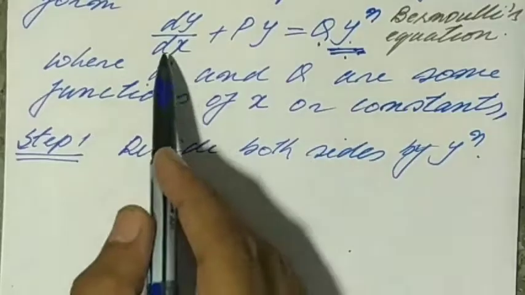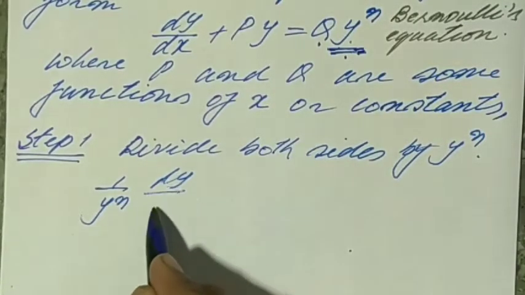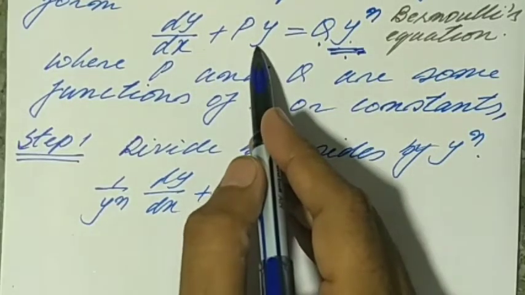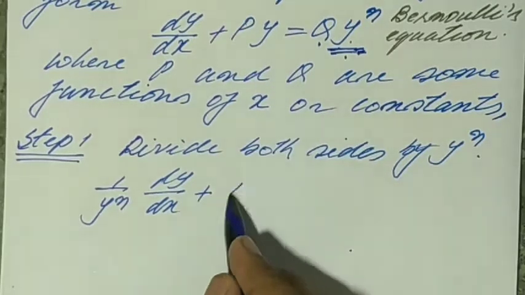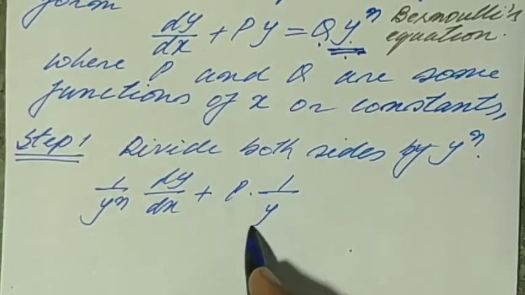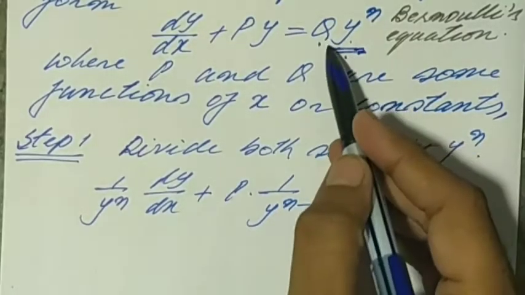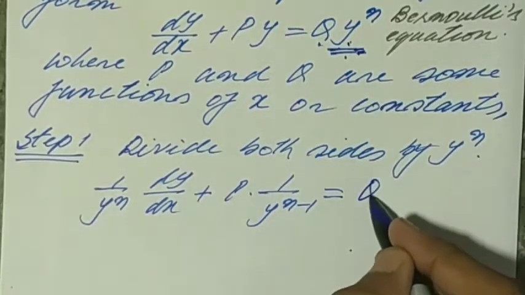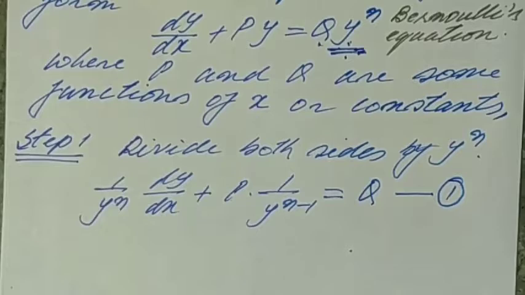So we get 1/y^n dy/dx, plus, if we divide this term by y raised to the power n, 1 power is reduced from the denominator and we get p into 1/y^(n-1), is equal to, on the right hand side, if we divide this term by y raised to the power n, obviously q is left. So we get this form of an equation.